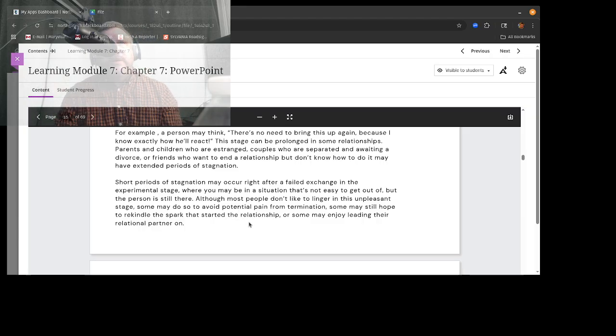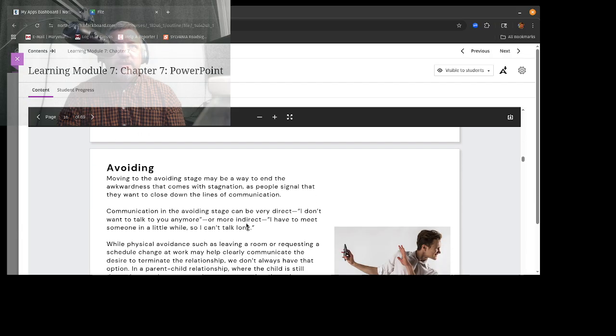Short periods, though, of stagnation may occur right after a failed exchange in the experimental stage, right? You might be in a situation that's not easy to get out of, or the person is still there. People don't like to linger in this unpleasant stage, but they may do so because it's going to be more painful to terminate their relationship.